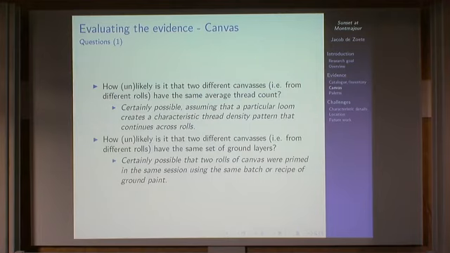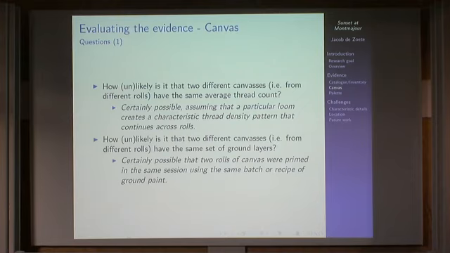So these are a couple of questions that I asked one particular expert that worked on this attribution to Van Gogh. For example, how unlikely is it that two different canvases, in terms of that they come from different rolls, will have the same thread count? And then she said, well, that's certainly possible, assuming that a particular loom creates a characteristic thread density pattern that continues across rolls. And furthermore, I asked how unlikely is it two different canvases have the same set of ground layers, and again, that's certainly possible.